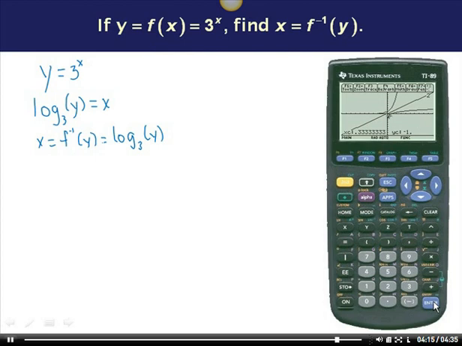So it looks like we have a pretty good idea that these really are inverse functions, verified by our graphs here. So if y equals f of x equals 3 to the x, then x equals f inverse of y is log base 3 of y. Remember, exponential functions and log functions are inverses of one another.